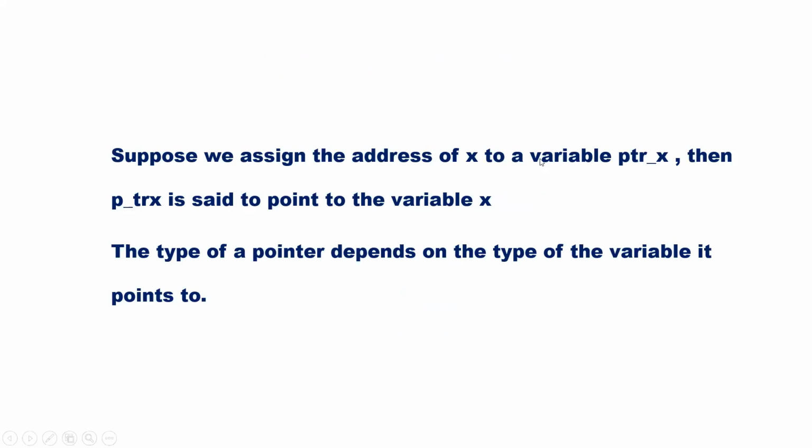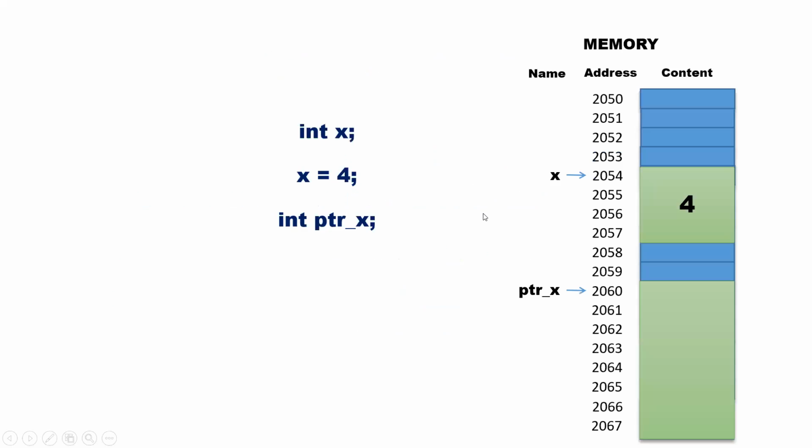So suppose we assign the address of x to variable ptr, then ptr is set to point to the variable x. The type of the pointer depends on the type of the variable it points to. So here ptr points to variable x, then that data type means the type of the variable x. So here we have declared a variable int star ptrx, so we declare a pointer variable that points to integer variables. Now assume that it is allocated with memory address 2060.